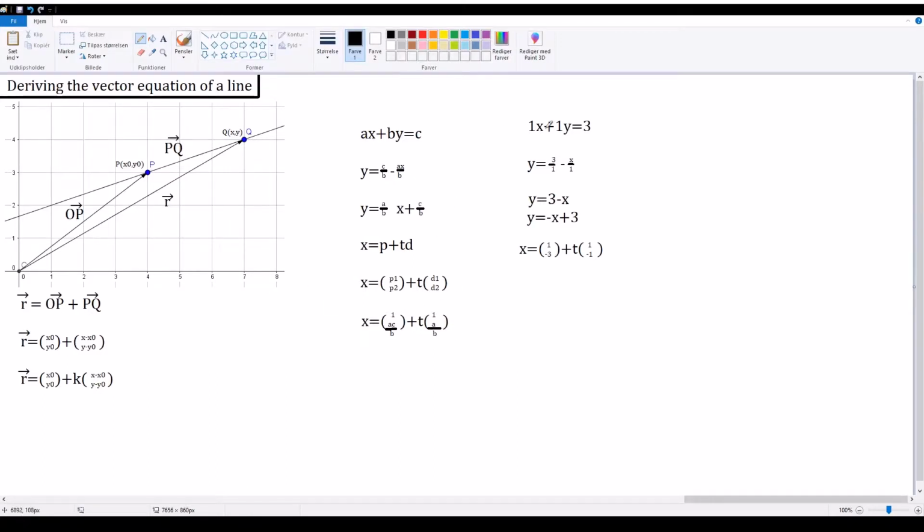So using an example here, we have this line formula here, a line equation here. 1x plus 1y equals 3 is a really simple one. If you translate this into a slope-intercept, you end up with y equals 3 divided by 1 minus x divided by 1, which you then can translate into y equals 3 minus x, and then gets translated into y equals negative x plus 3.